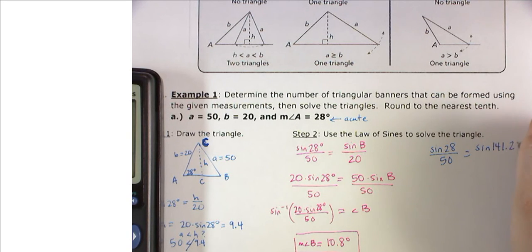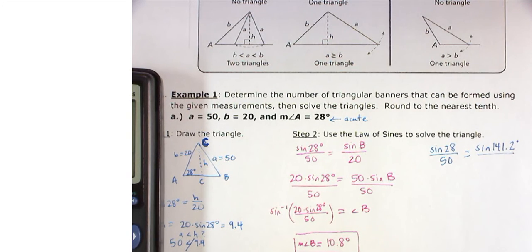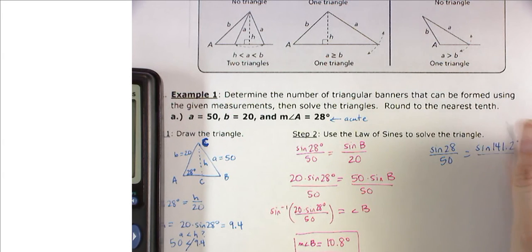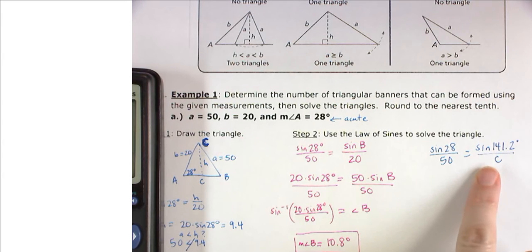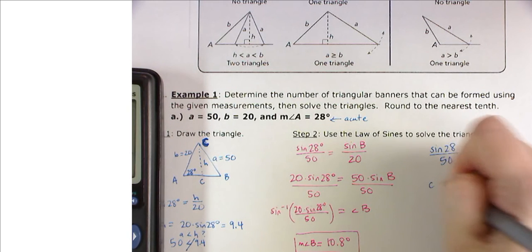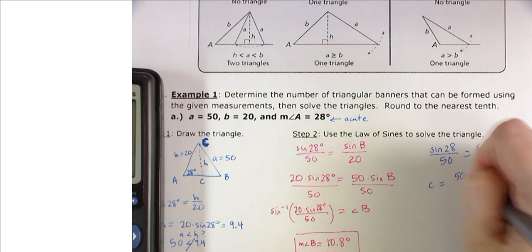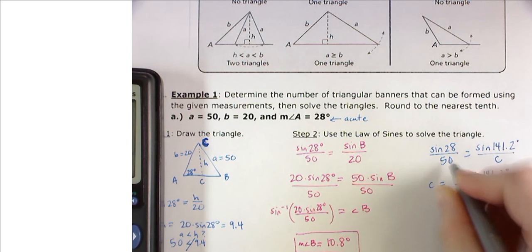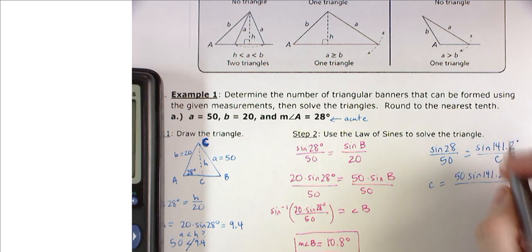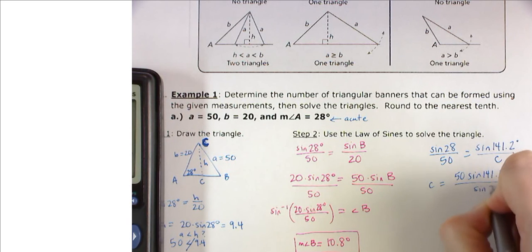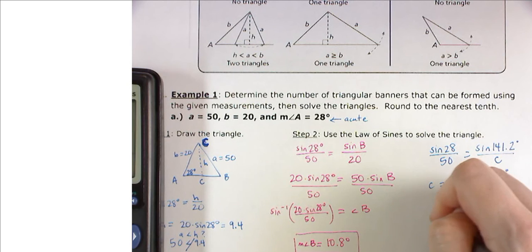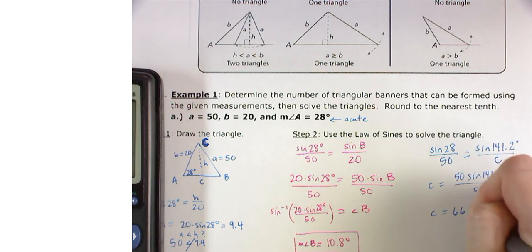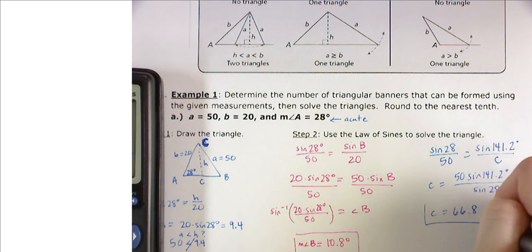And now that we're finding c, that's a side length, we are not going to be using the inverse. So you only have to use the inverse when you are calculating an angle. So 50 times the sine of 141.2 divided by the sine of 28. So we're going to calculate that, and you should get 66.8. Okay, so that's one of the cases, and we're going to look at the other cases on the next page.